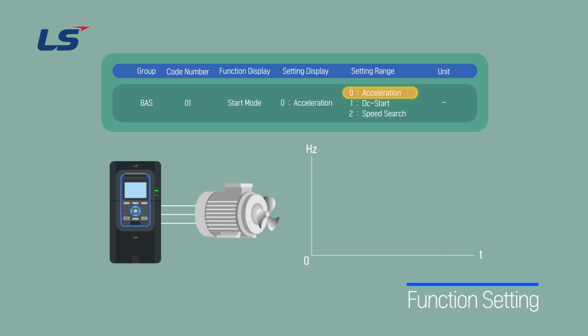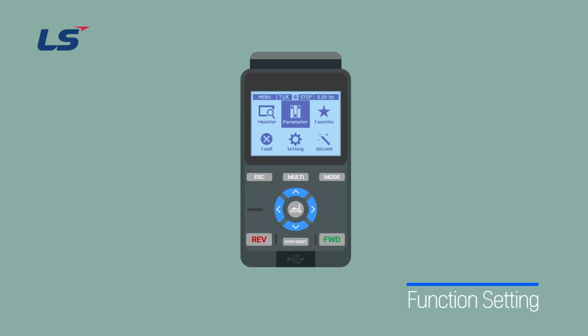The acceleration startup method is the normal acceleration method and will accelerate to the target frequency when a drive command is entered, reflecting the acceleration time, unless otherwise selected. Select 0 acceleration under BAS Group 1 for a general acceleration start if no specific function is chosen.